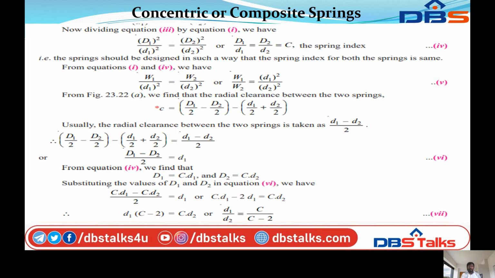Now, dividing equation 3 by equation 1, we have D1 square by d1 square equals D2 square by d2 square, or capital D1 by small d1 is equal to capital D2 by small d2, which is equal to C. This is the spring index. So spring index C is equal to capital D by small d. So we can note it as C. This is equation number 4.